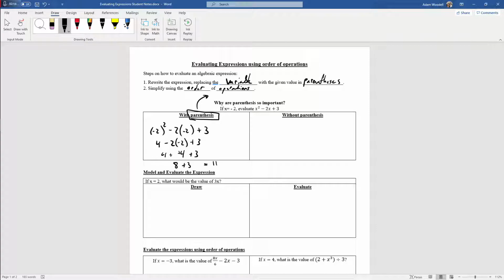So it's important to keep your parentheses, because if I didn't have parentheses, I'm going to get a completely different answer. I'm going to show you what it might look like if you made a mistake and didn't put the parentheses down. So I'm going to do the same thing, except no parentheses. I'm going to say -2 squared minus 2, I guess, because x is -2, plus 3.